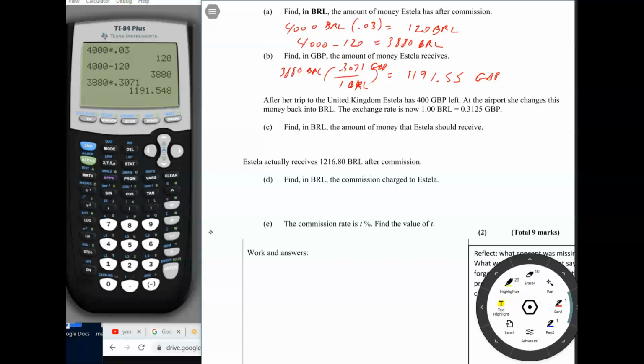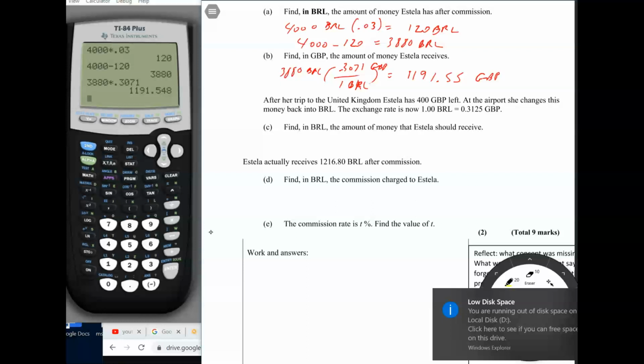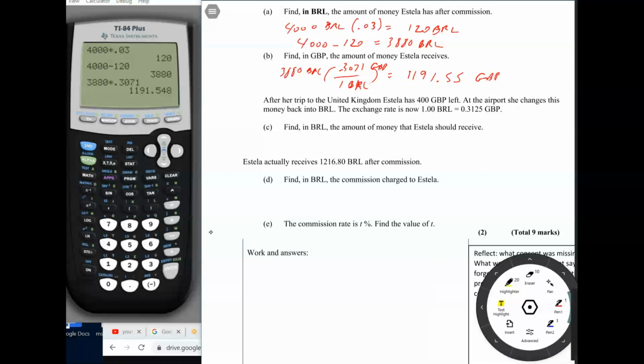Okay, after her trip to the UK, Estella has 400 GBP left. At the airport, she changes this money back into Brazilian reais. The exchange rate is now 1 Brazilian real equals 0.3125 GBP. Find in Brazilian reais the amount of money that Estella should receive. So she has only 400 GBP left after her trip, and she's going to change it using this exchange rate. So we start with 400 GBP, and then we multiply that times the domino, 1 Brazilian real on top, and on the bottom we'll have 0.3125 GBP.